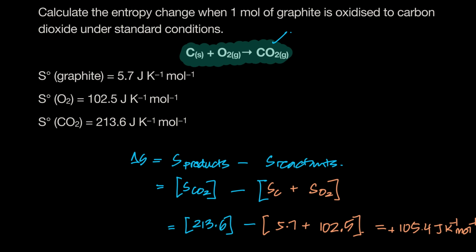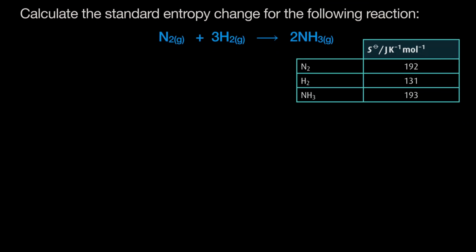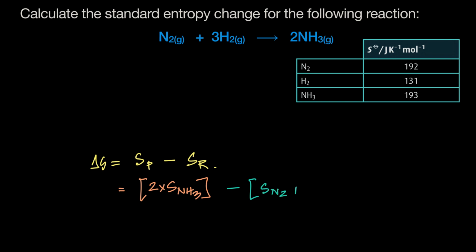Let's do one more example. Here it says calculate the standard entropy change for the following reaction, the Haber process, where they've given you the entropies of nitrogen, hydrogen, and ammonia, and you've got 1 nitrogen and 3 hydrogens making 2 ammonias. So the entropy change would be the entropy of the products minus the entropy of the reactants. What are your products? The products are 2 moles of ammonia, so 2 times the entropy of ammonia. And the reactants are 1 mole of nitrogen and 3 moles of hydrogen.